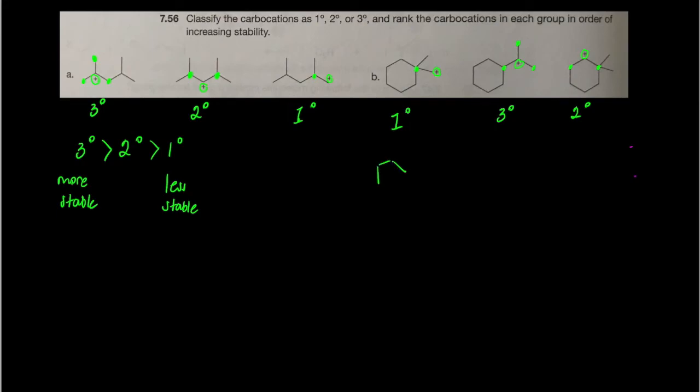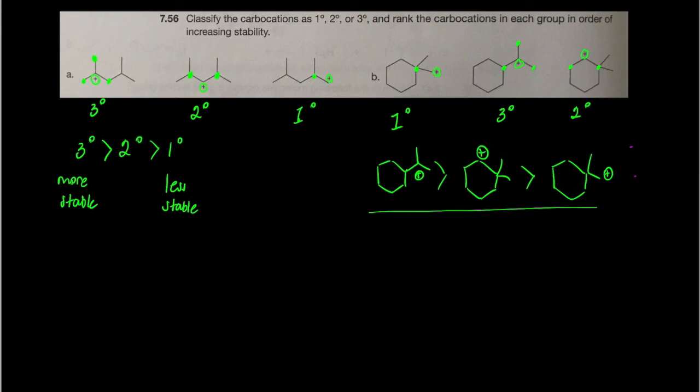And if you're doing homework or something like that, you probably should draw these out and say, you know, this one's more stable than this one, and that's more stable than this one. Okay, don't just write primary, secondary, tertiary, because that's just a very general response. Okay, so on the left we have more stable, and on the right we have less stable. Okay, so that's how you do this problem.